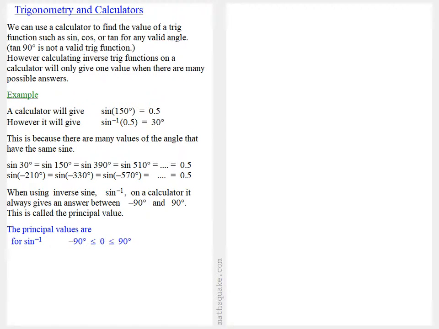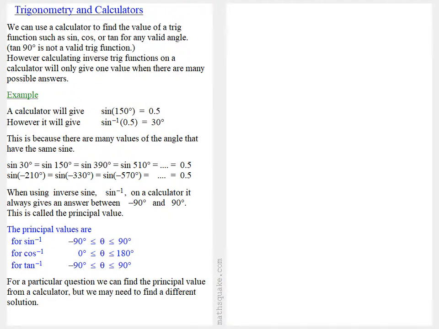If we use inverse sine on a calculator, it'll give an answer between minus 90 and plus 90 degrees. If we use inverse cosine on a calculator, it'll give an answer between 0 and 180 degrees. If we use inverse tan on a calculator, it always gives an answer between minus 90 and plus 90 degrees. So these are the principal values. Now, if we have a question, we can find the principal value using a calculator, but we may want one of the other solutions. So, to find these other solutions, one way of doing it is using a graph.